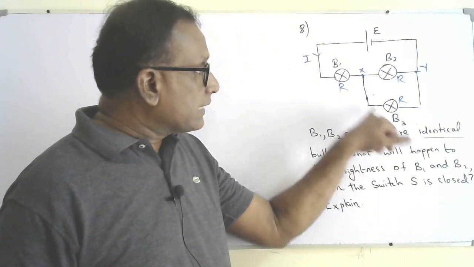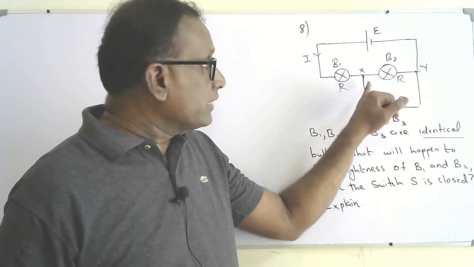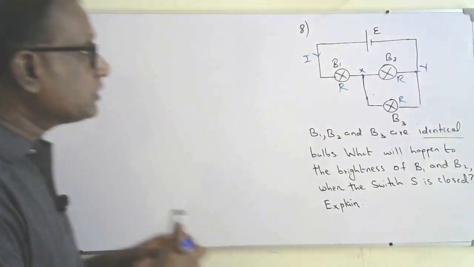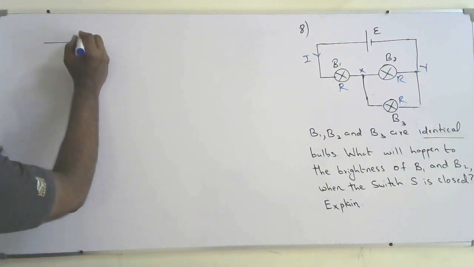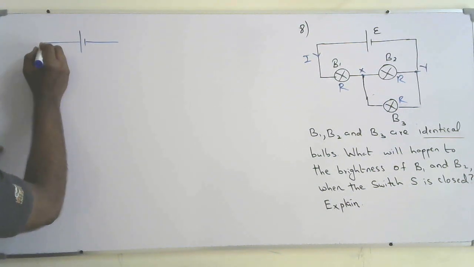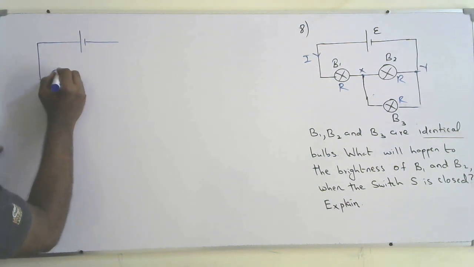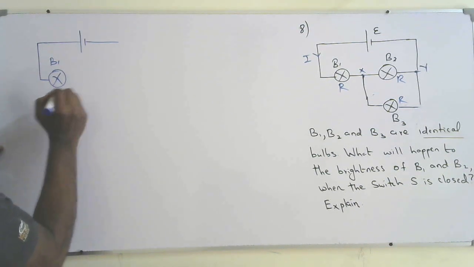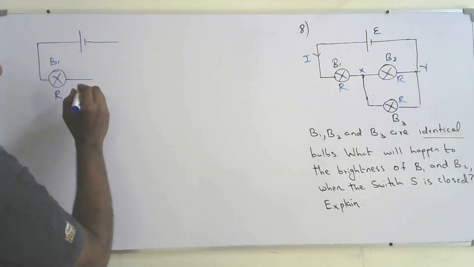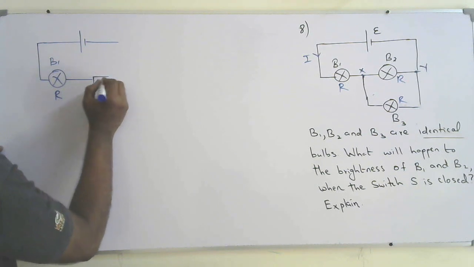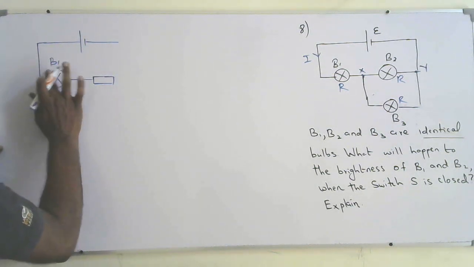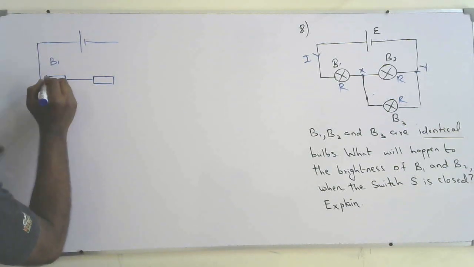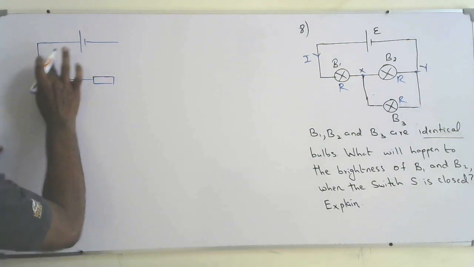So when the switch is closed, the equivalent resistance of B2 and B3 will become lower. I can redraw this diagram like this, showing only the resistance. If I consider this is the bulb B1, that has resistance R. For B2 and B3, and even for B1, I draw only the resistance, since I am not going to consider their function. So this resistance is R, which is the bulb B1.